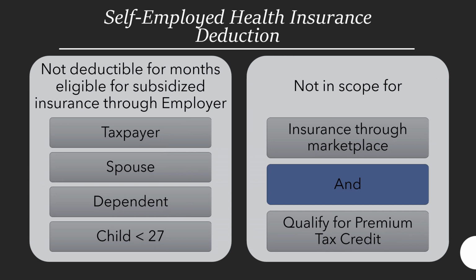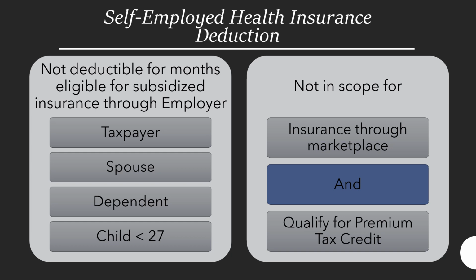Now, if any one of those people that we talked about before that could be covered under this plan, the taxpayer, the spouse, the dependent, the child under 27, if they are eligible to be covered through their employer in a subsidized plan, the taxpayer is not able to deduct the cost of the insurance paid for that person. So that's calculated on a monthly basis.